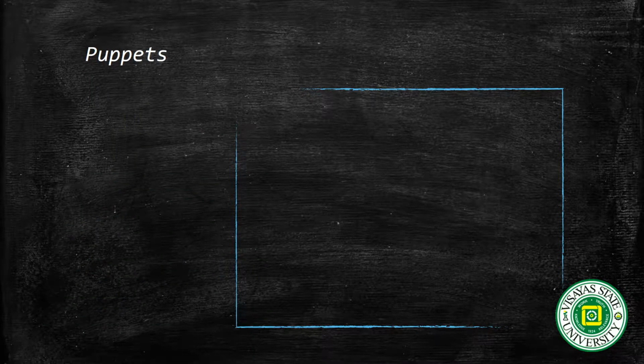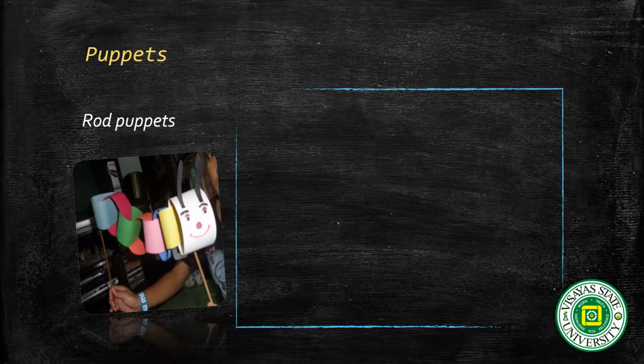Puppets are an instructional device wherein the puppet show can involve the entire group of students as speakers of parts, manipulators of the figures, and makers of the puppets. There are different types of puppets. We have rod puppets. These are flat cut-out figures attached to a stick with one or more movable parts.